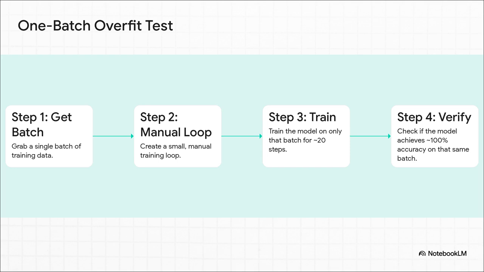You basically force the model to memorize just one single batch of data. I mean, if it can't even do that, if it can't get perfect accuracy on data it sees over and over again, then you know you've got a much deeper, more fundamental problem. But if it passes, you know your model can learn and the issue is somewhere else.